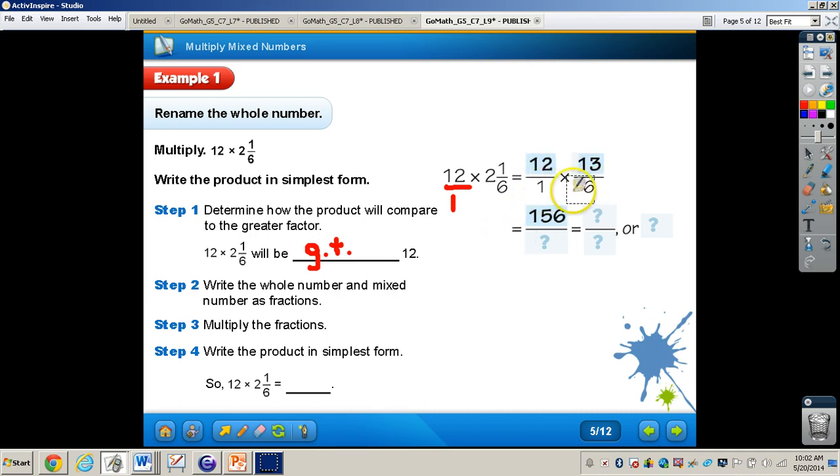Denominators together, then multiply them. 1 times 6 will give you 6. And then we're going to reduce this improper fraction to 26 over 1, or just 26. Okay, so we have the answer: 12 times 2 and 1/6 is 26.